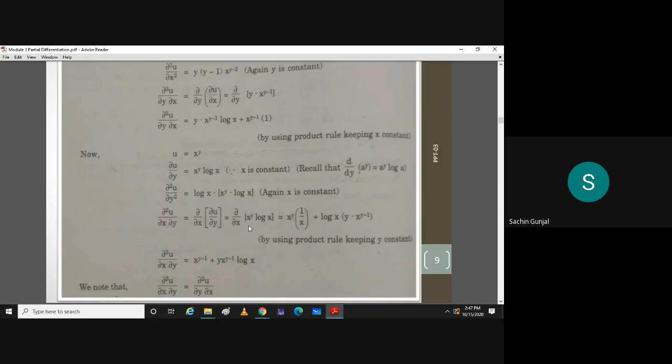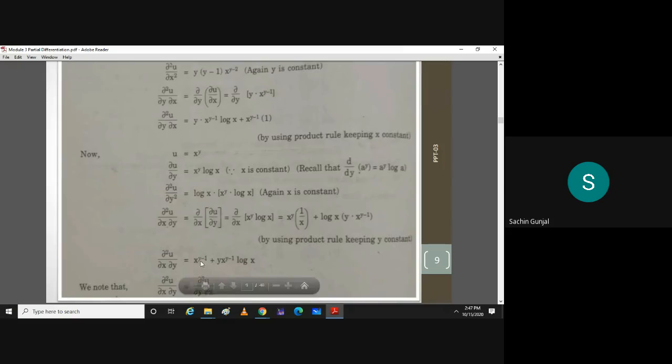So ∂/∂x of x^y into log x. Now again, x^y contains x and log x is another function of x, so you will have to apply the product rule. So x^y as it is, derivative of log x with respect to x is 1/x, plus log x as it is, derivative of x^y, where y is constant, is y into x^(y-1).